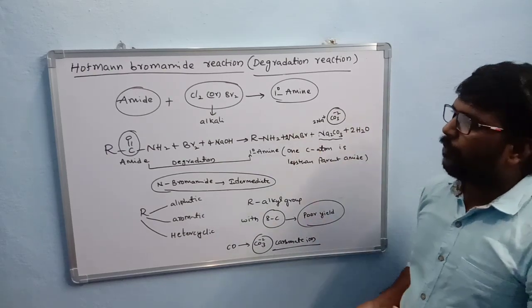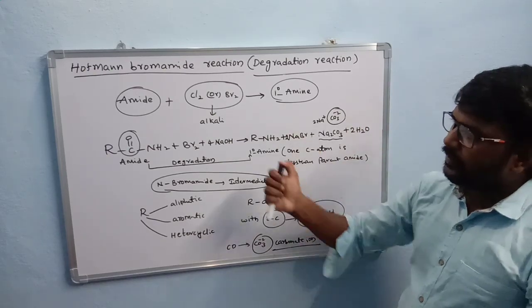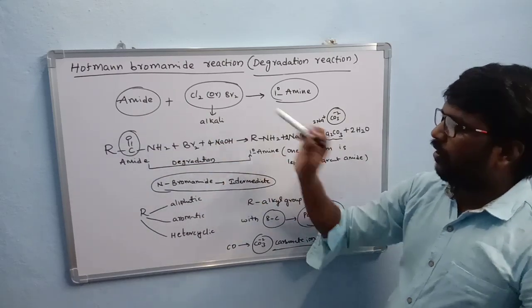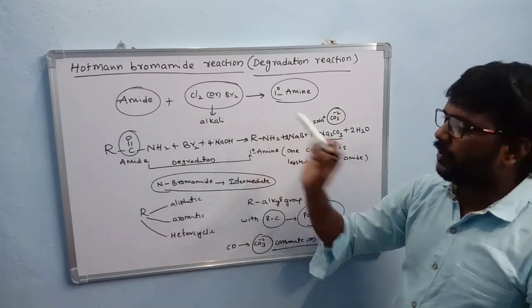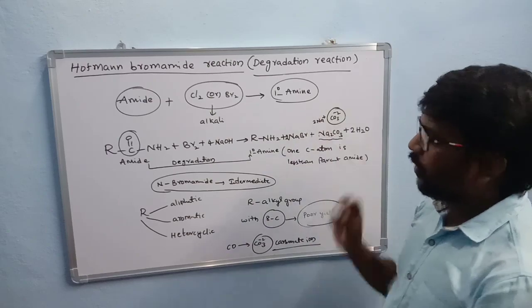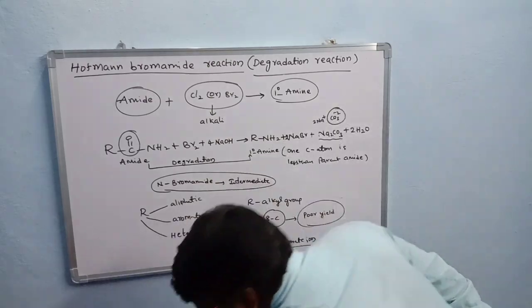Okay, this is the Hoffman bromamide reaction. In this reaction the amide reacts with chlorine or bromine in the presence of alkali, and the product is a primary amine.